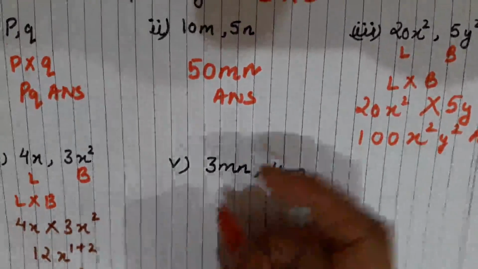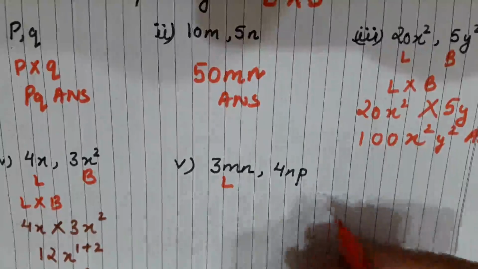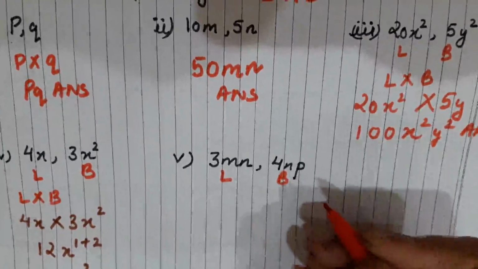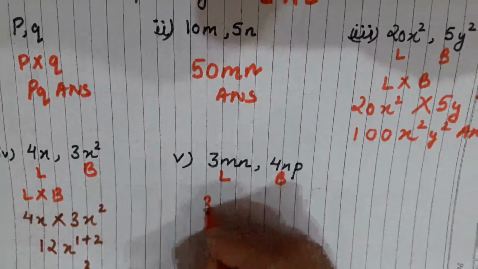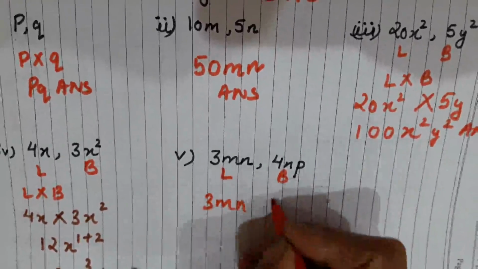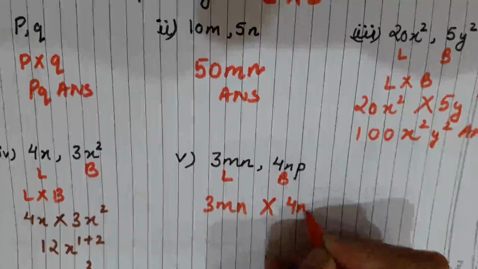Okay, so again 3mn, this is your L, and this 4np is your breadth. So L into B you have to find out. L is 3mn multiplied by 4np.